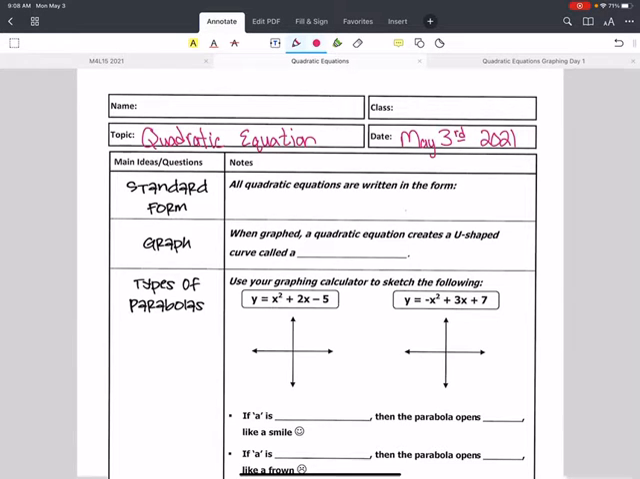All right, standard form. All quadratic equations are written in the form y equals ax squared plus bx plus c. When graphed, a quadratic equation creates a U-shaped curve called a parabola. That's pronounced parabola.